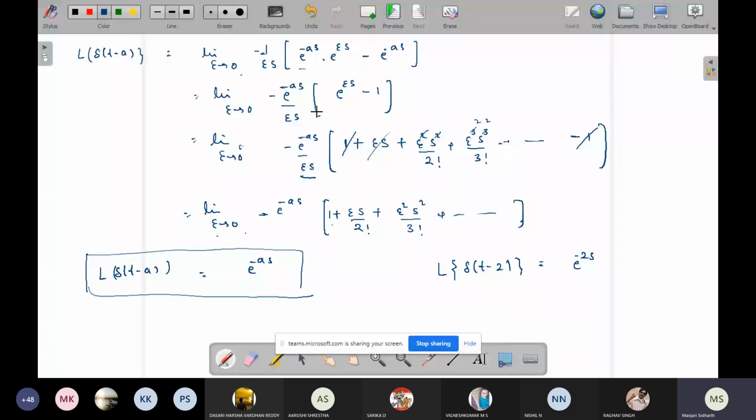Any doubt in this? Please try this question, the Laplace transform of the Dirac delta function, by yourself. But the proof is not in your syllabus. You need to remember the final term. I think I have made a mistake somewhere in the minus term, so you can go through it and check the calculation. Any doubts?